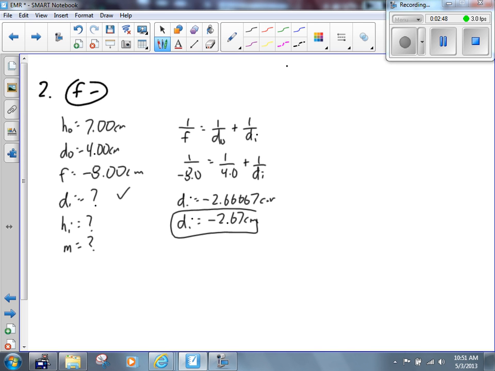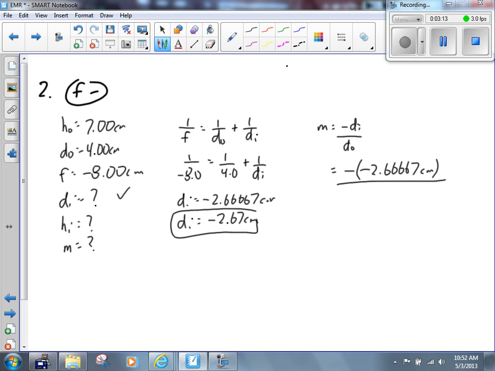We can find hi now. Let's find magnification now. M is equal to negative di over do. It's also equal to hi over ho, but I don't know the value of hi right now. So let's use di over do. Negative 2.6667 centimeters. Why did I go negative?